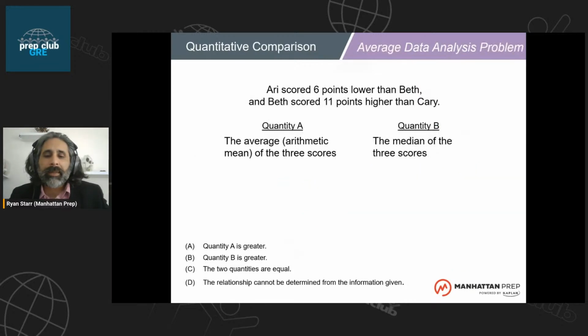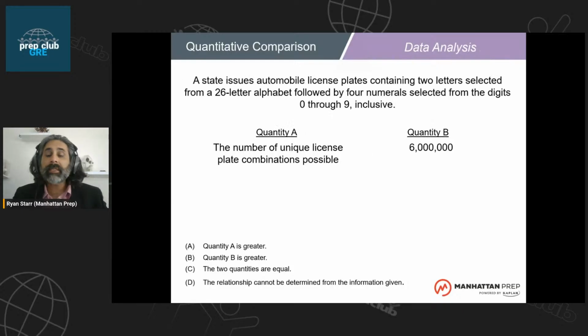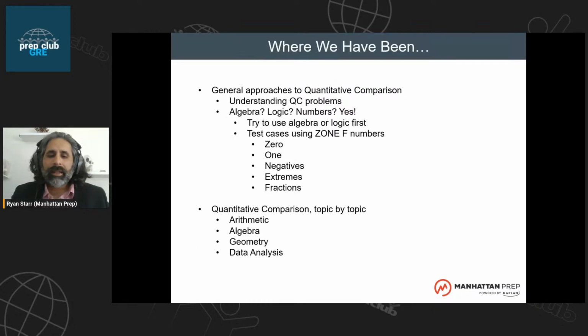All right. Other examples of data analysis questions. Again, things asking about averages and medians, but also things like this, asking about combinatorics. If you're playing from home, pause it, try this one, see what you come up with. Leave your answer in the comments. And I'm sure a consensus will develop. And that's it. That's all the question types.